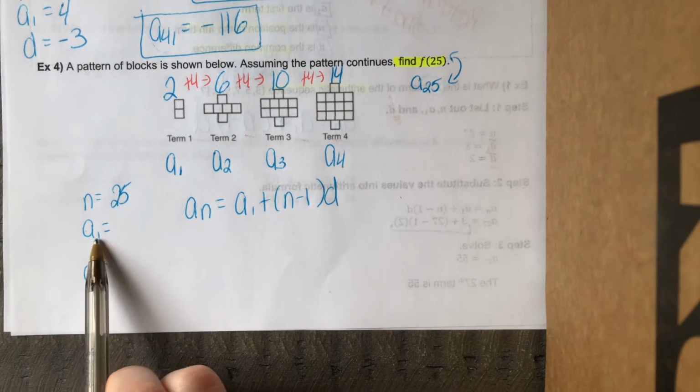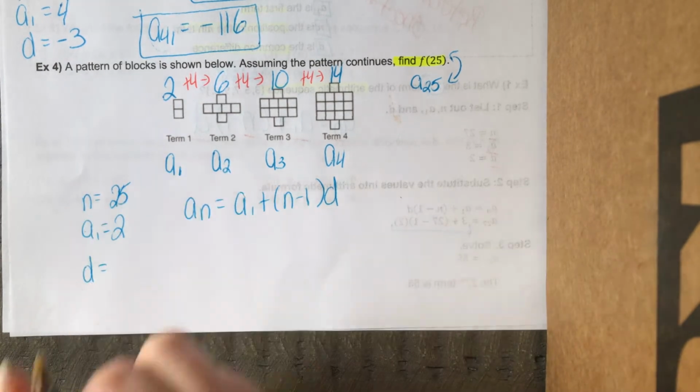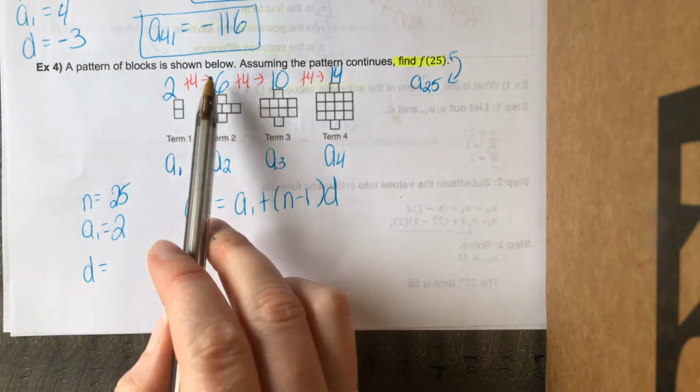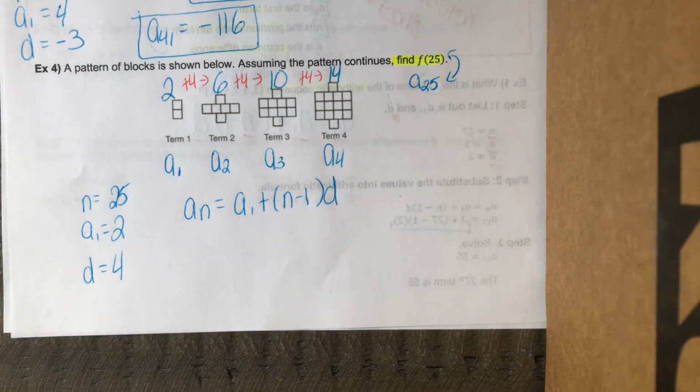I know that the first term was 2. So I know the first term is 2. And the difference was 4. That's how we got from one number to the next. And it was a positive 4. Now I'm going to go ahead and plug everything in.